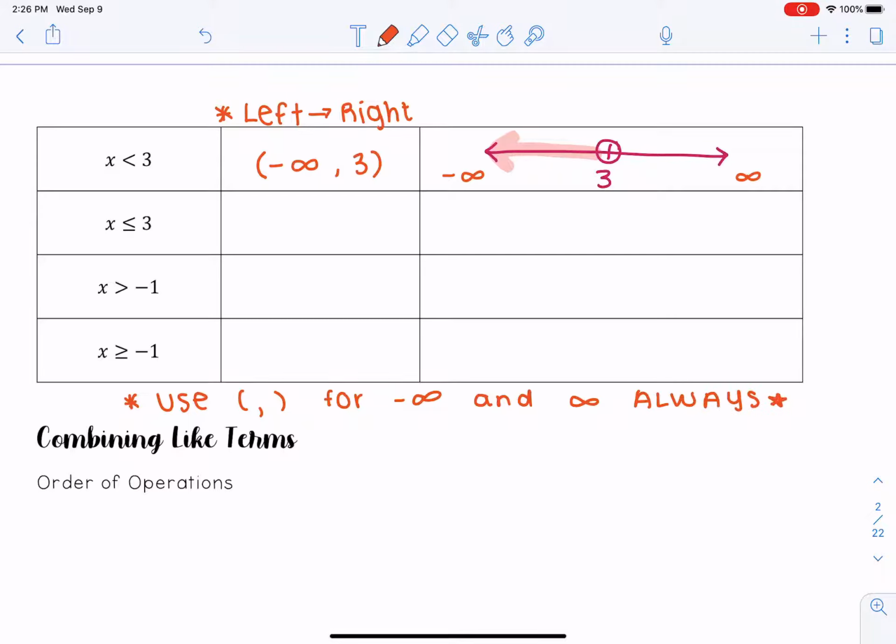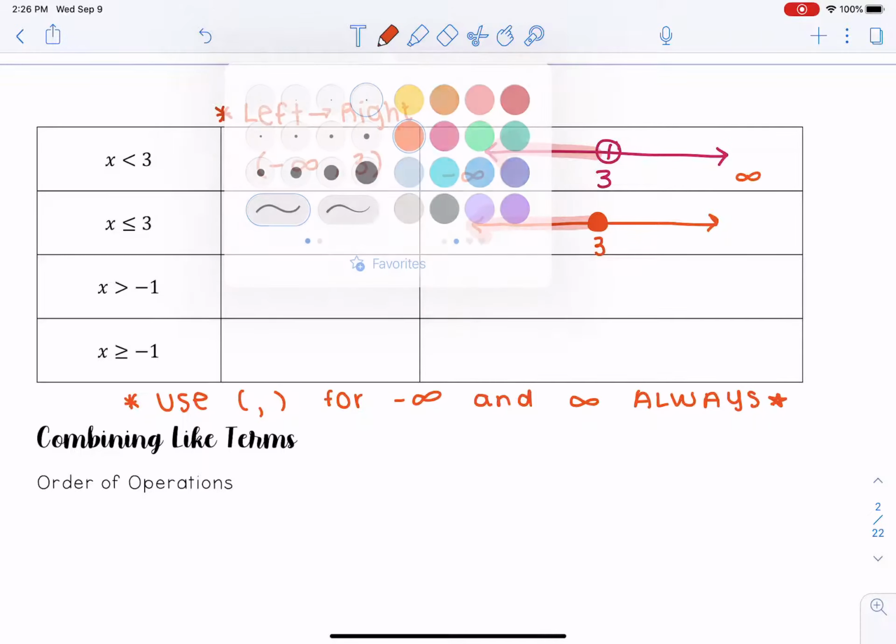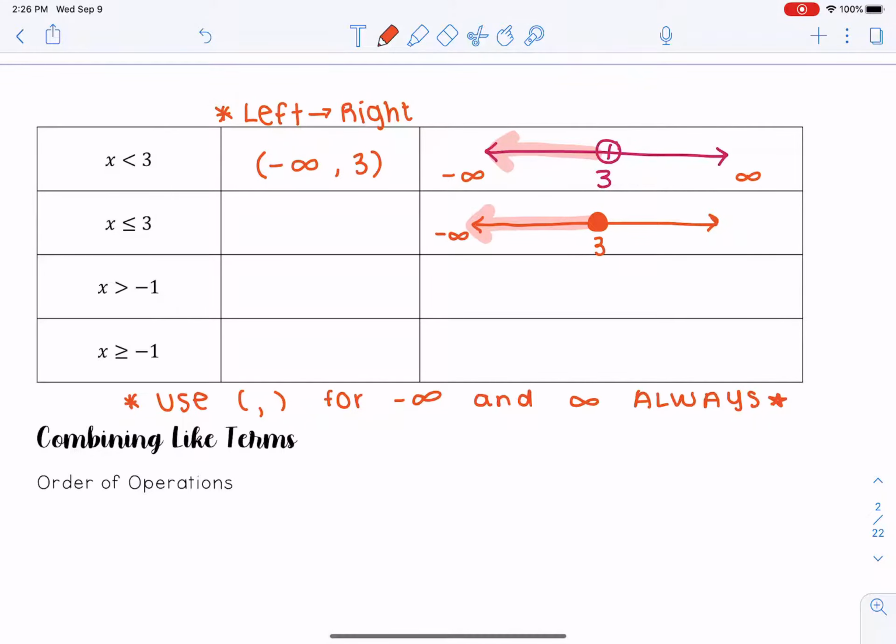Let's try another. I have x is less than or equal to 3. On my number line, I'm going to color in 3, and I'm going to shade everything that's less than it. Again, if I put my negative infinity to infinity when I read left to right, I go from negative infinity to 3, and now I'm including 3.